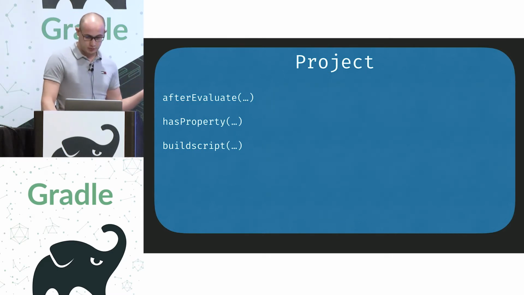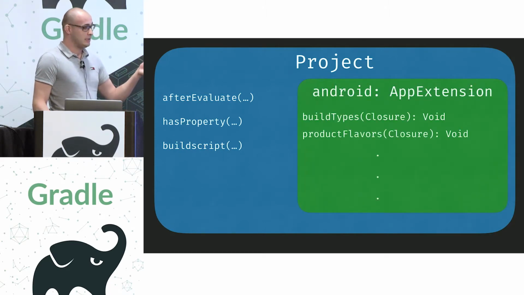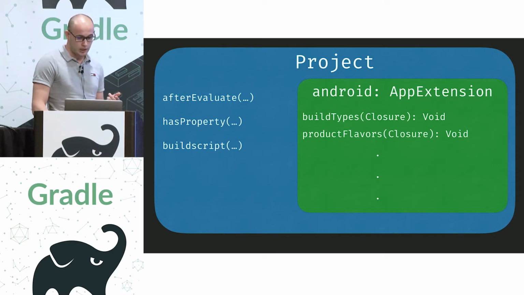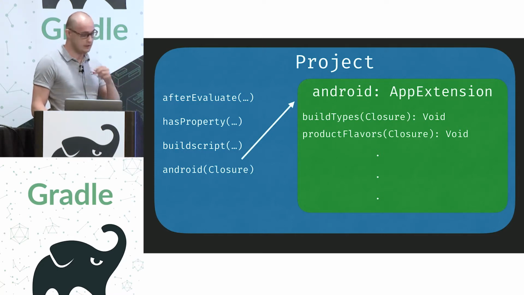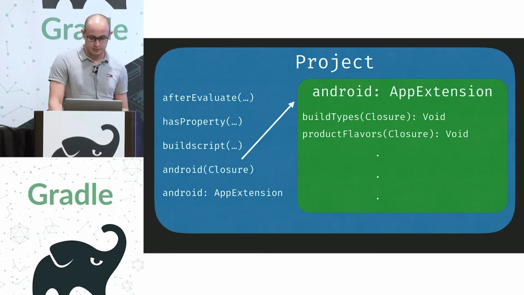So, for example, when we apply the Android plugin to our project, we will get an app extension added to our project with the name android. And the app extension has all the methods that we know that we put in the android block, build types, product flavors, and so on. Because we have this extension added, we get the method android that accepts a closure, and we get a property android that returns the app extension that is added. And many objects in Gradle are extension aware, like tasks, containers, projects, basically not everything, but yeah.